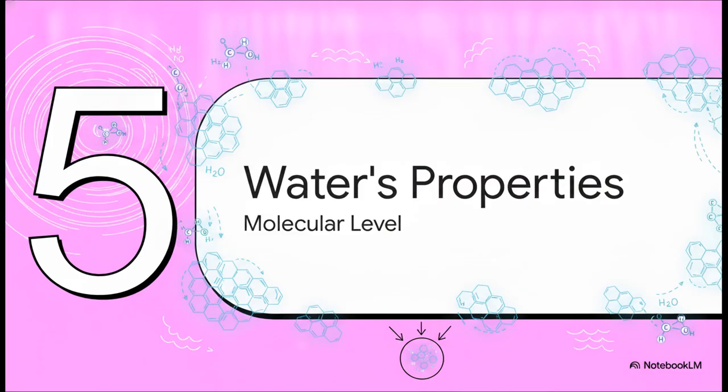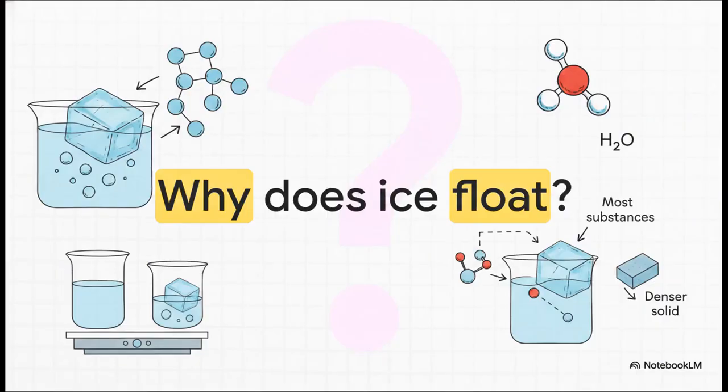And finally, part 5, the unique properties of water. Let's look at the molecular magic making this all happen. This is the big aha moment of today's explainer. We are zooming all the way in from the massive planetary scale down to the tiny microscopic molecular level to see why water behaves the way it does. And to get us thinking about the complex chemistry of H2O, I want to ask you a super basic question. Why does ice float? Seriously, have you ever paused to think about that?